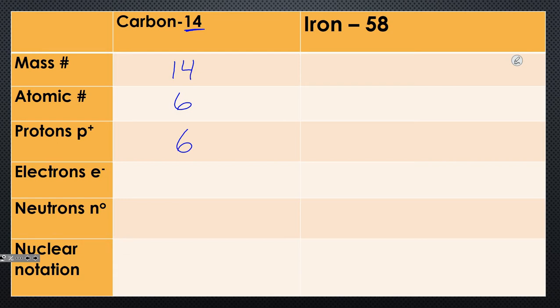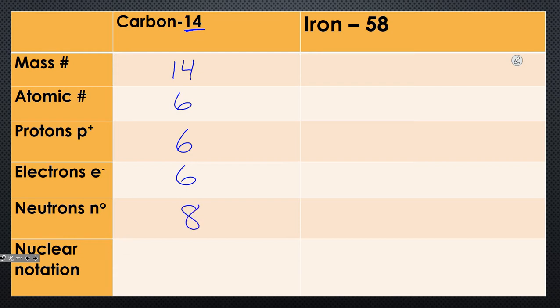Now, as long as it's a neutral atom, meaning it doesn't have any charge, protons which are positive and electrons which are negative have to be the same. It didn't give me a charge. So the electrons are 6. They're the same. Neutrons, we're going to take 14 minus 6. So 14 minus 6 is what? Because that's what number carbon is on the periodic table. Okay, so good. And those of you that subtracted that and told me 8 from the neutrons, great.